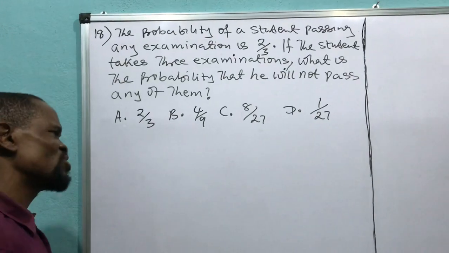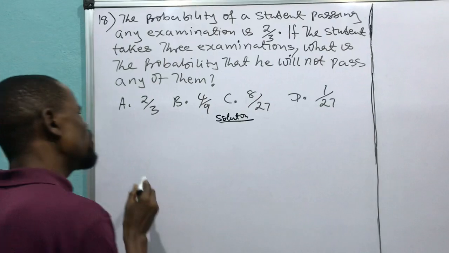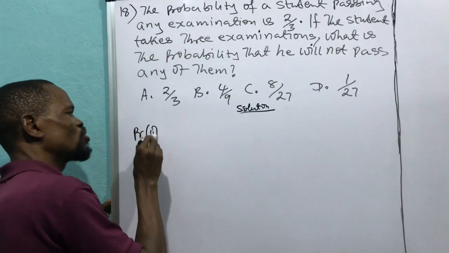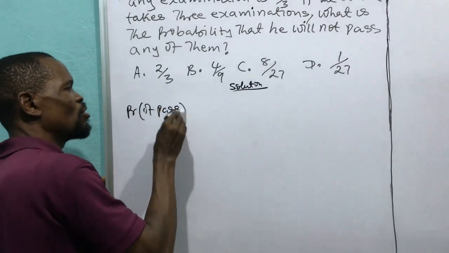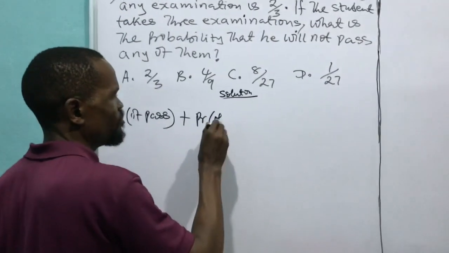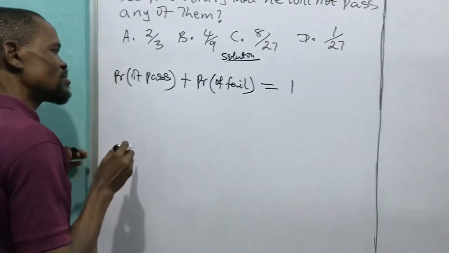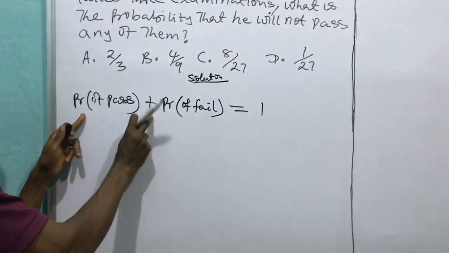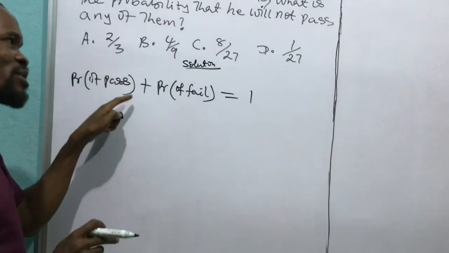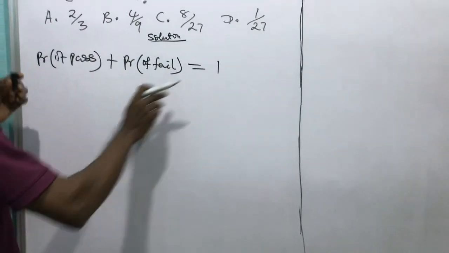Look at the options given to us. Straight to solution. Probability of pass plus probability of fail is equal to 1. Probability of success plus probability of failure is equal to 1. That means the probability of pass, being success, plus the probability of failure is equal to 1.